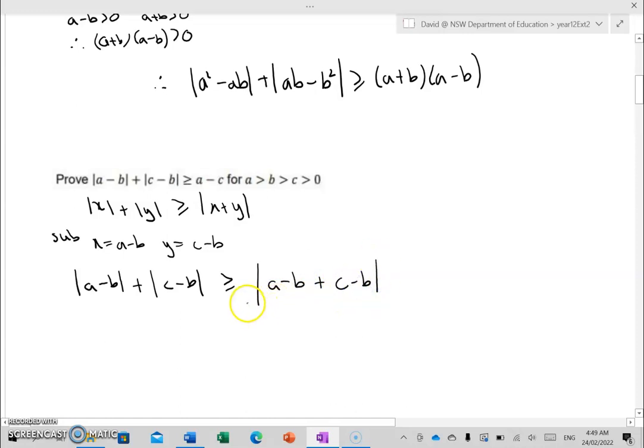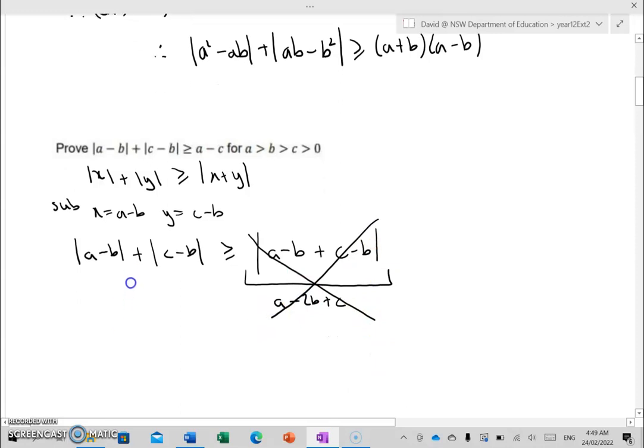Now, what's interesting here is if you look at this, this is not exactly what we want to get an a minus c. We want the b's to cancel. So we've got a minus 2b plus c. It's not what we want. So we've reached a dead end here for this particular bit.